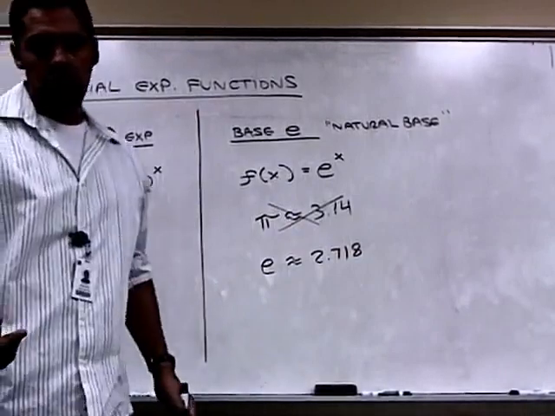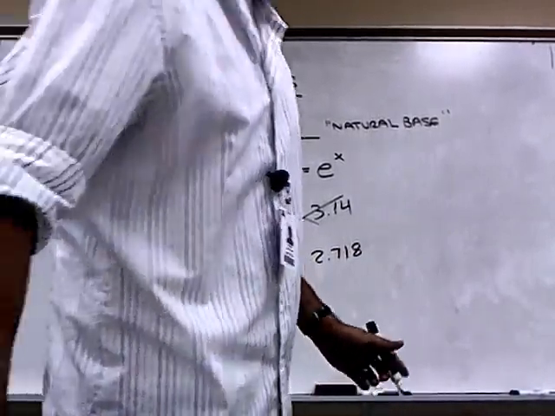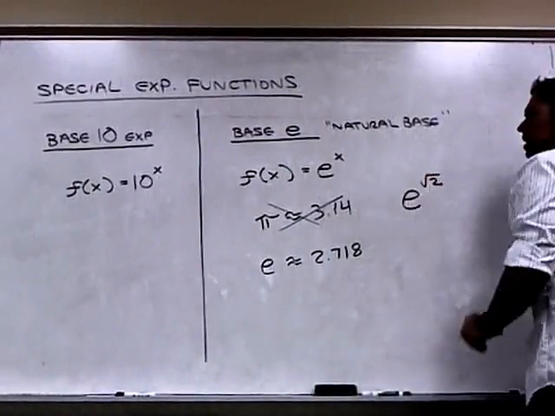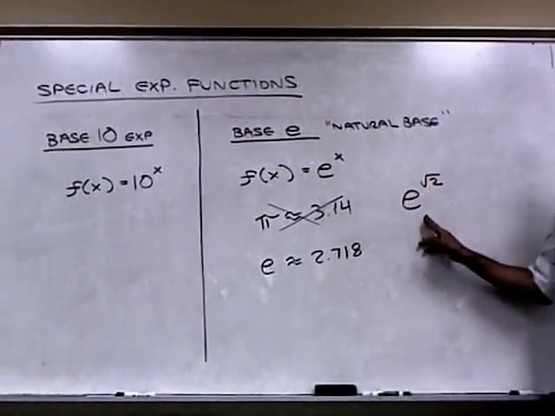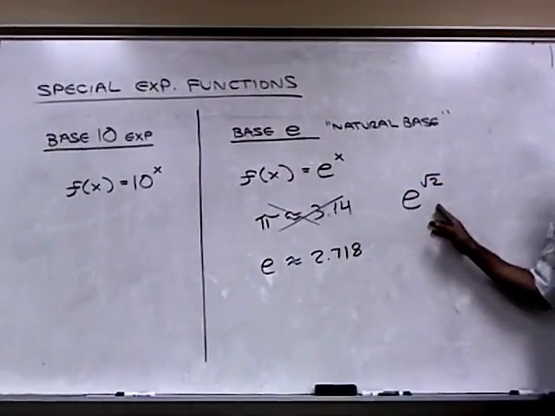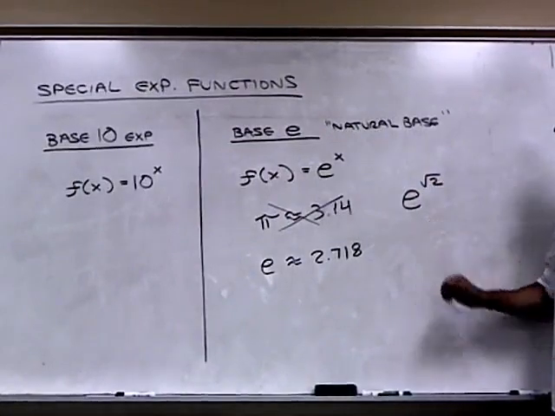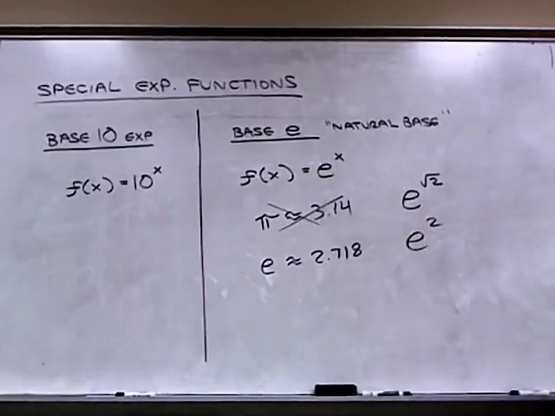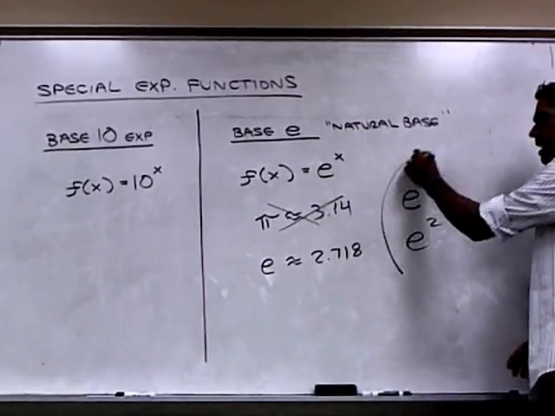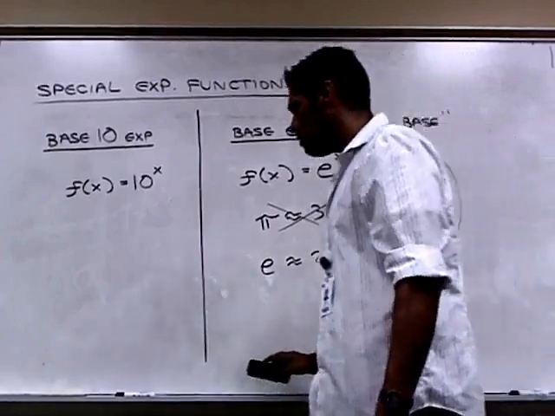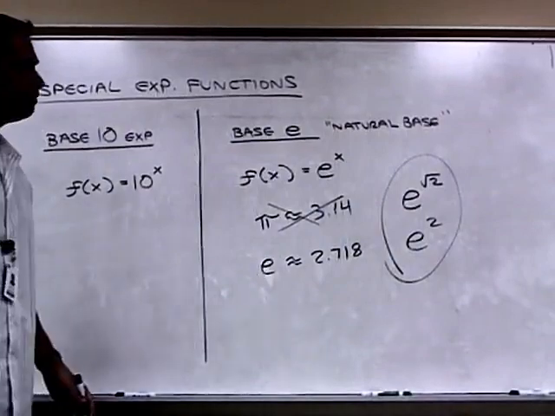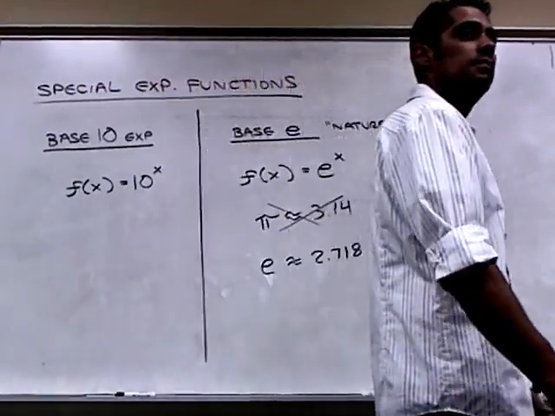So on your homework, one of the things that you'll be asked is just figure out what e to the square root of 2 is. This is to practice on your calculator, make sure you understand how to use your e button. So e to the square root of 2. Or what's e squared, right? So I'll leave that for you to take home and try and figure out. If you have any problems with your calculator, then you need to ask me next class.